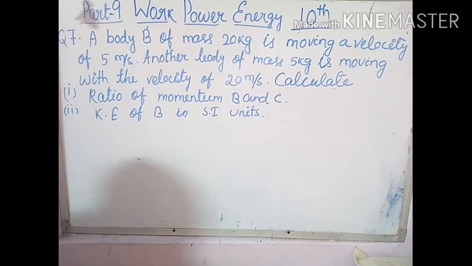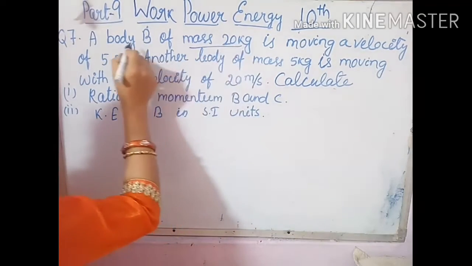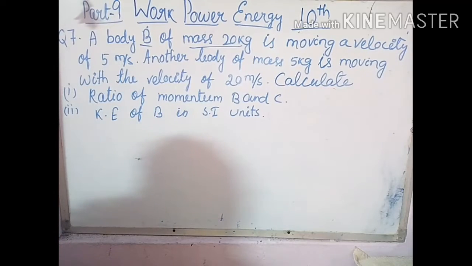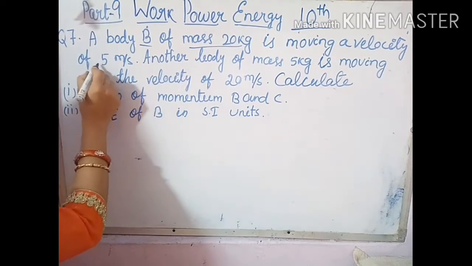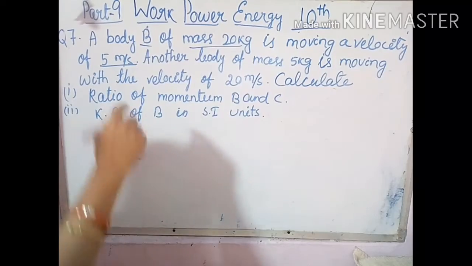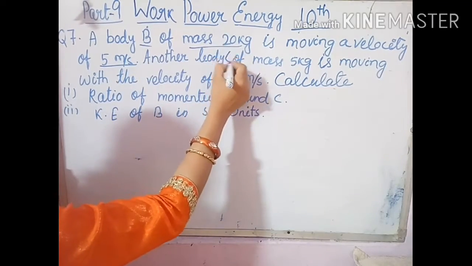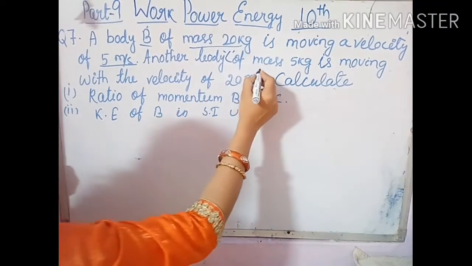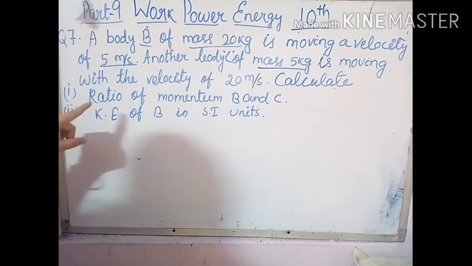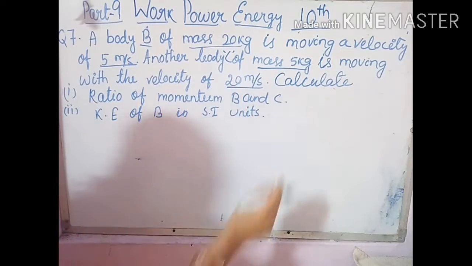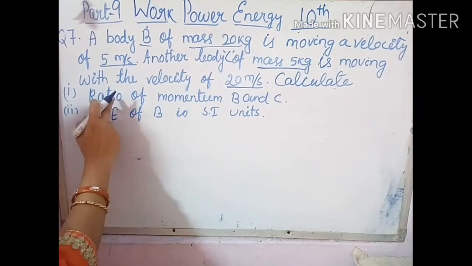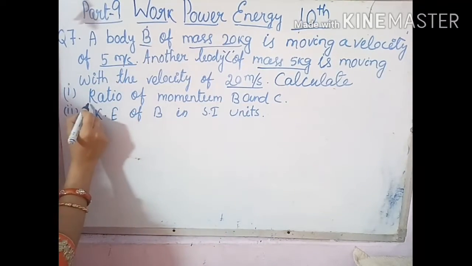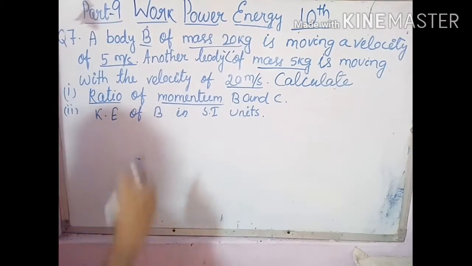Now children, read the next question. A body B of mass 20 kg is moving with a velocity of 5 meter per second. Another body C of mass 5 kg is moving with a velocity of 20 meter per second. Now calculate the ratio of the momentum of B and C, this is the first part.